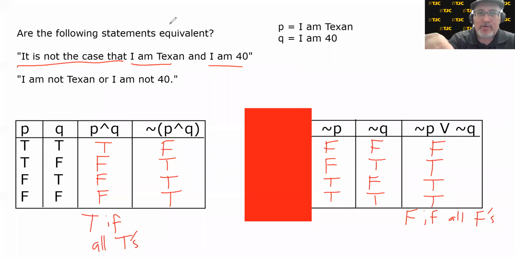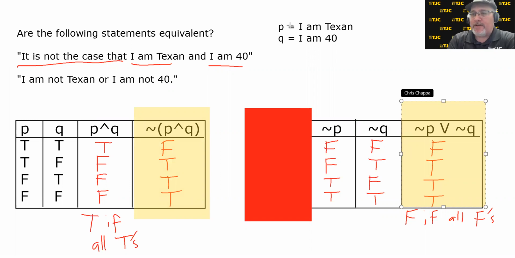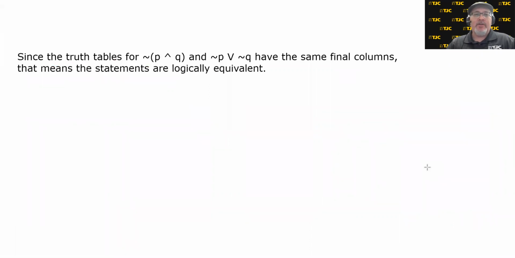And now focus on the final columns. Do they match in truth values? Yes, they do. Both tables had a final column of FFTT. So what does that mean? That means that these two statements are logically equivalent. Since the truth tables for the negation of the conjunction of P and Q and the disjunction of the negations of P and Q have the same final columns, this means the statements are logically equivalent.